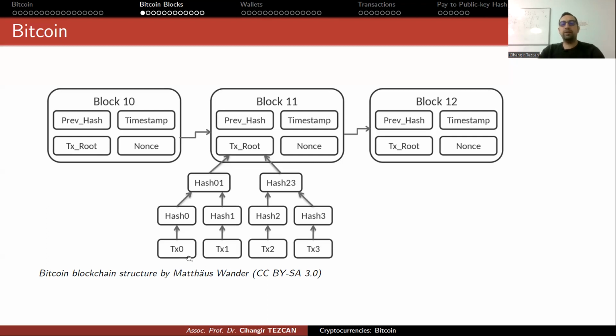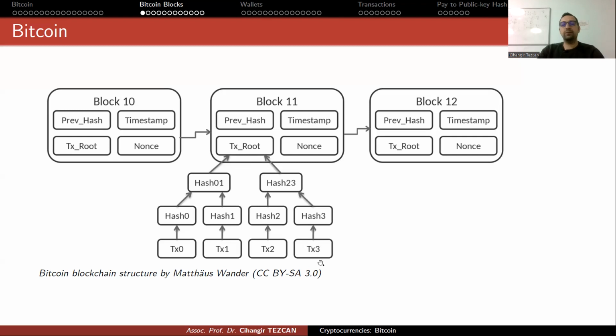But when you have more than one transaction, what you do is create a Merkle tree. So you take the hashes of these transactions, okay? Then in pairs, you keep hashing them. And at the end, you get a single hash, which is referred to as the Merkle root. So if you change any of the transactions here, it also changes the Merkle root.